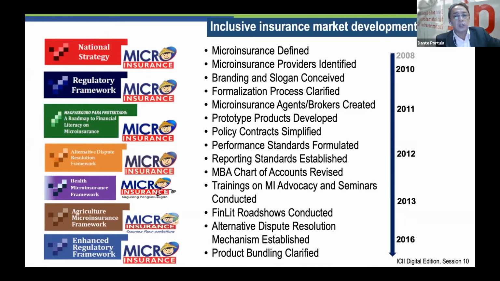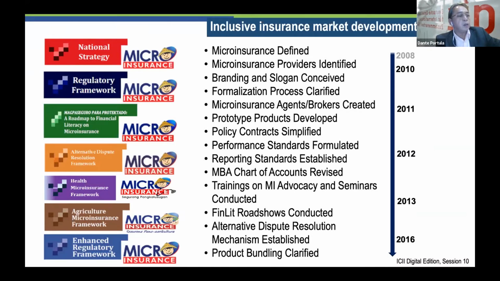And then also the alternative dispute resolution to already anticipate possible issues on claims. And then further on, there was also a specific regulation on health microinsurance and also regulation on agriculture microinsurance. So you see that it started with a regulatory framework, national strategy, and then it went into a more sectoral approach, the health aspect, and then the agriculture sector.